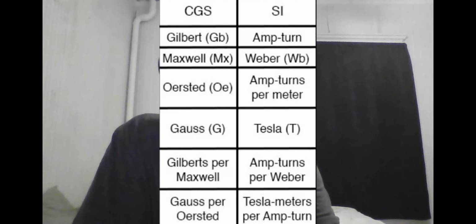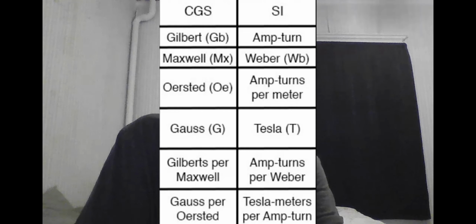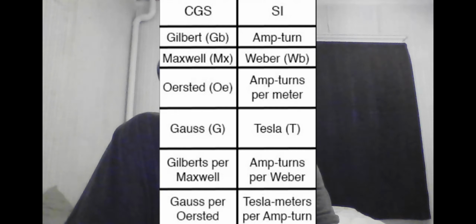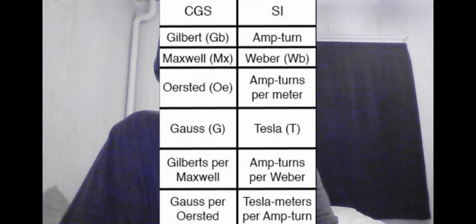The two international measurements you will see for field force are amp turns and something called the Gilbert. Similarly, the units you will see for field flux are Maxwells and Webers, and for field flux intensity you will see Oersteds and amp turns per meter. For field density, you will see Gauss and Tesla. For reluctance, you will see Gilberts per Maxwell and amp turns per Weber. And lastly, for permeability, you will see Gauss per Oersted and Tesla meters per amp turn.